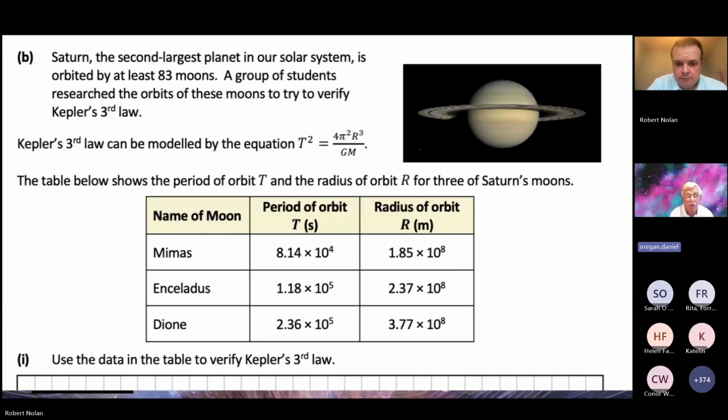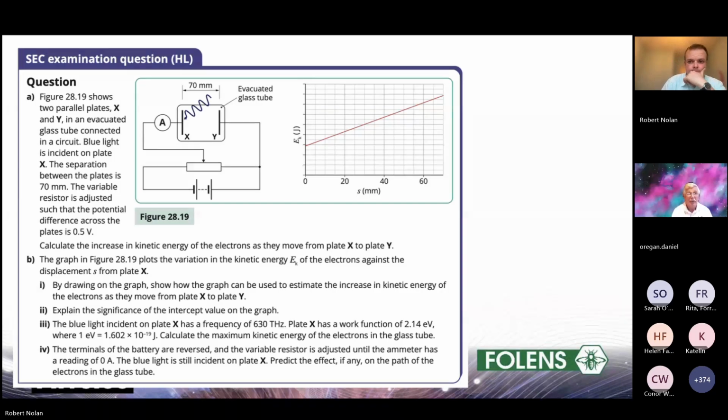Okay, this is a straightforward question with numbers, just verifying that Kepler's third law holds. In other words, you've got to calculate T squared over r cubed for each of the moons and find out that the ratio is the same. Okay, Rob, next. Right, this is a question on the photoelectric effect.